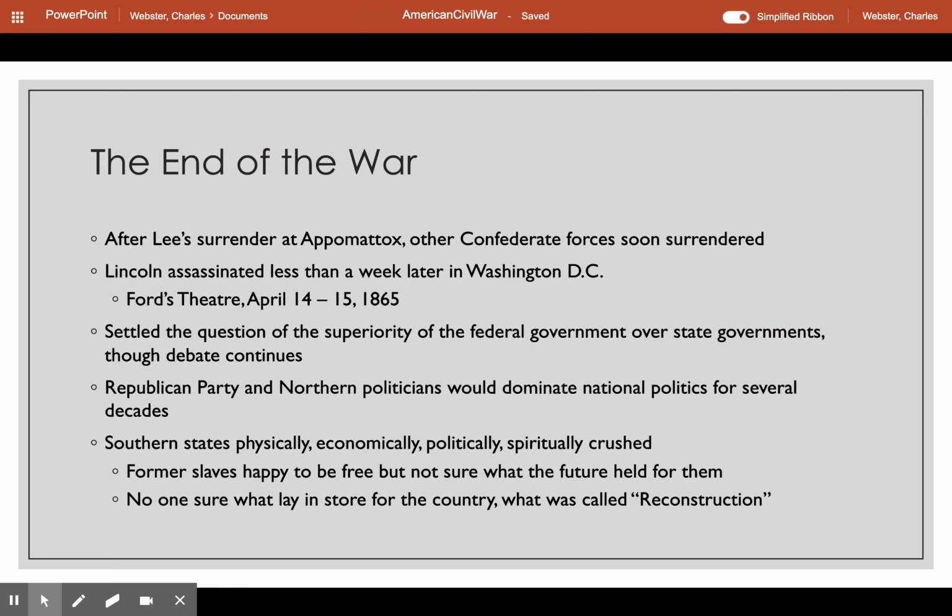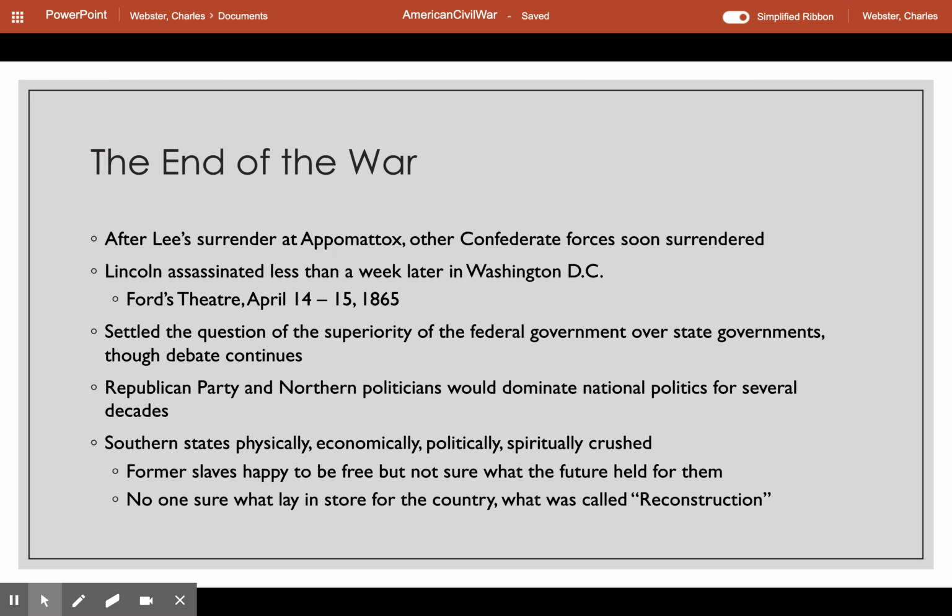And it also settled the question of whether or not a state could secede from the United States. Obviously, after the Civil War, it became apparent that is not allowed. State governments are not allowed to secede from the United States.